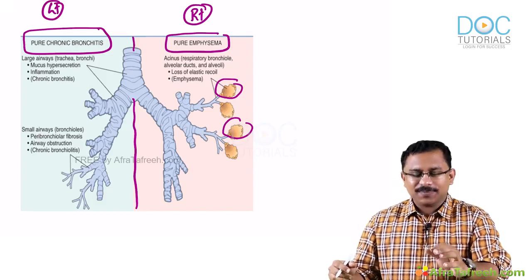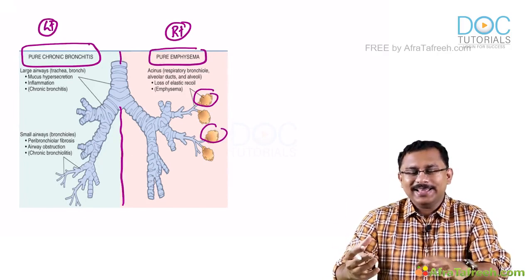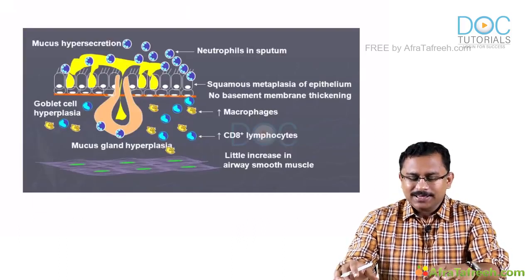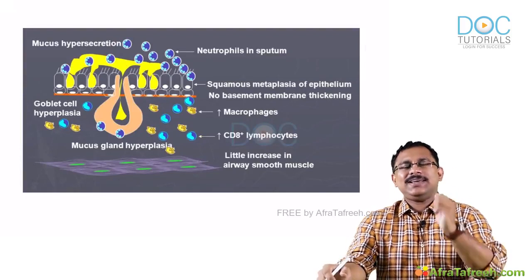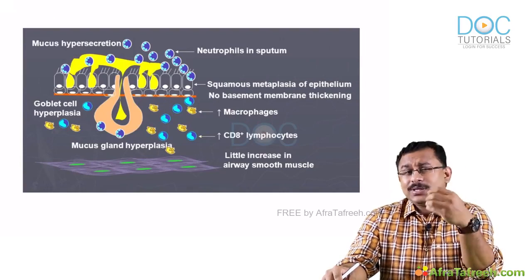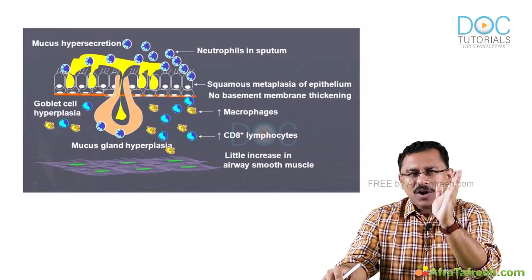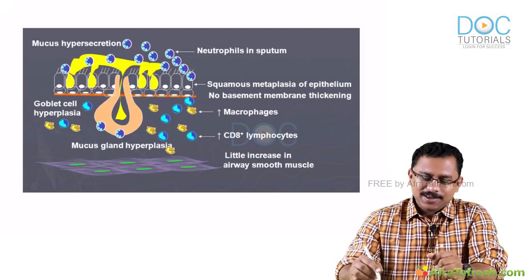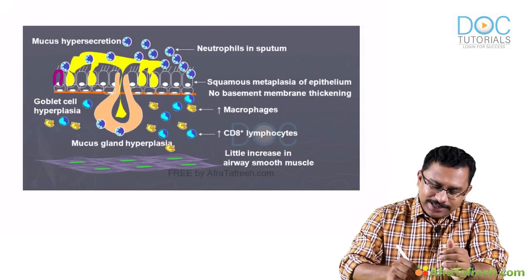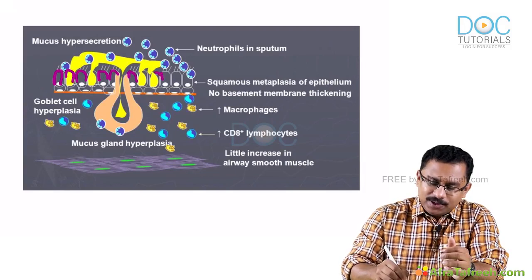Now, in case of chronic bronchitis, it is predominantly the region of your bronchi that is involved. Let's see what the changes happening are. This is just a diagrammatic representation showing the various changes in a case of chronic bronchitis. Now this is quite different from that of emphysema, so you must pay attention. In chronic bronchitis, you see here, these are the bronchial epithelial cells, which are lined by the pseudostratified ciliated columnar epithelium.